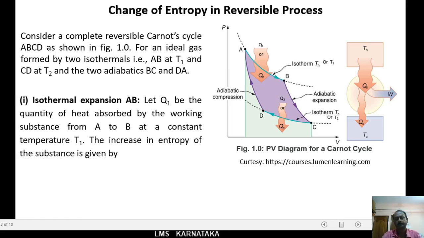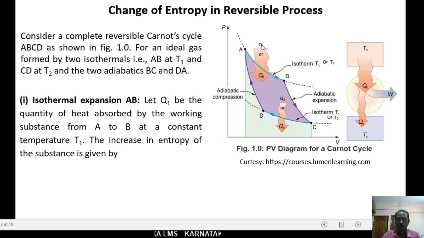See here, there are four conditions occurs here. One is isothermal expansion, second one is adiabatic expansion, third one is isothermal compression, fourth one is adiabatic compression. Here this one is isothermal expansion, this one is adiabatic expansion, this is isothermal compression, this line DA, the curve DA, adiabatic compression. See one by one. First one is isothermal expansion along AB.